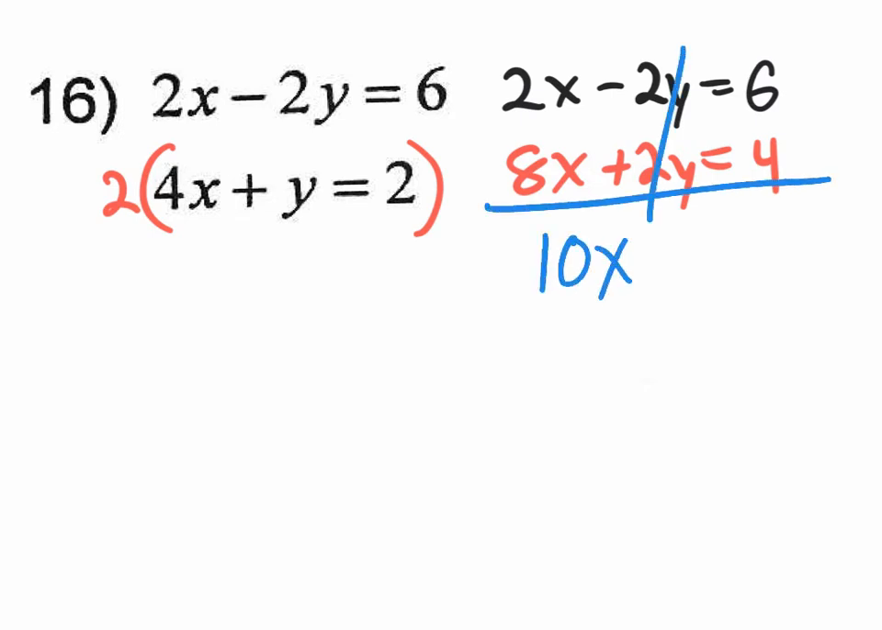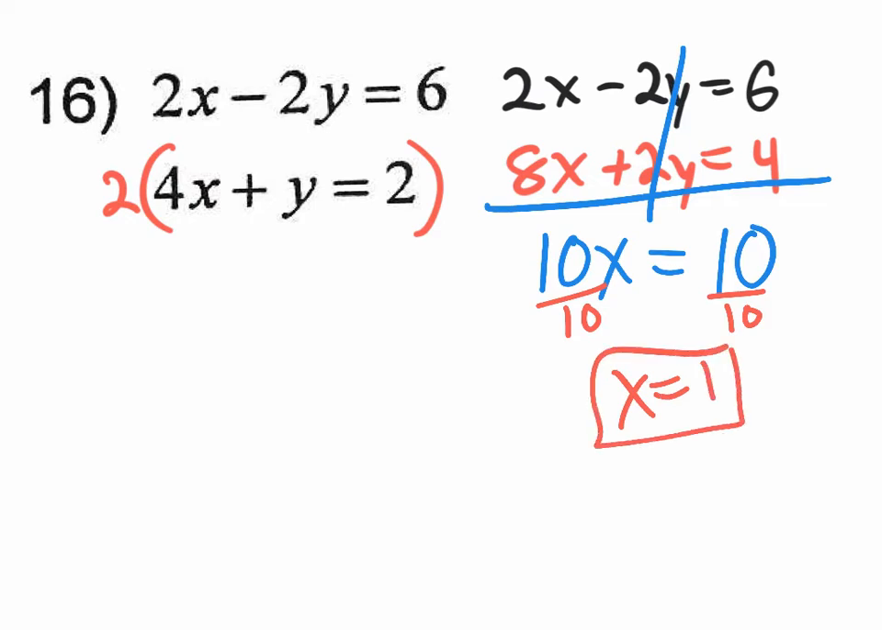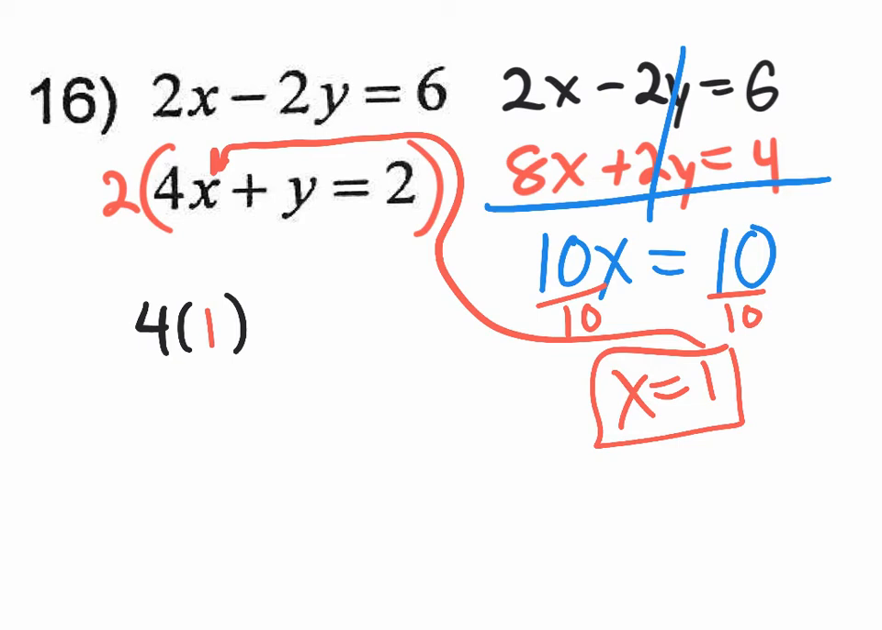We end up with 10x equals 10. Divide both sides by 10. That tells you that x equals 1. So that's one answer. To find the other, you simply plug in the 1 right into the x on any equation you'd like. 4 times 1 plus y equals 2. 4 plus y equals 2.